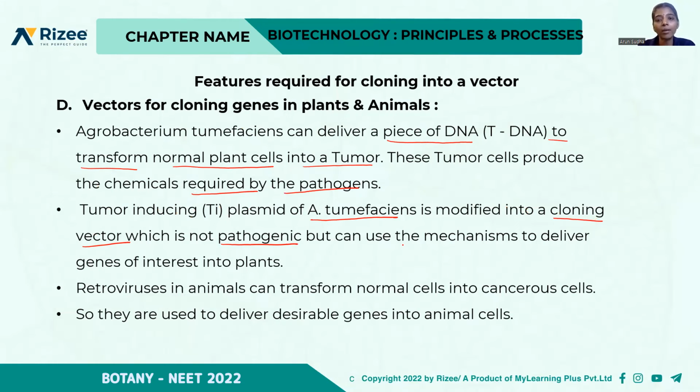But what are the aspects that we are using? That we can use the mechanisms to deliver the genes of interest into the plants by using this mechanism, right? Similarly, in the case of retroviruses in animals, they can transform the normal cells into cancer cells. So they are used to deliver the desirable genes into animal cells. So Agrobacterium tumefaciens is used to deliver the genes of interest into plants, and retroviruses are used to deliver the desirable genes into animal cells.